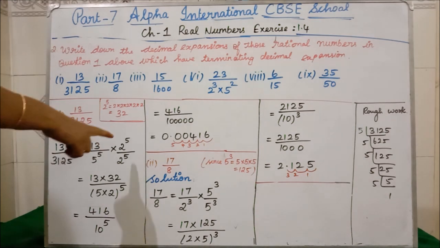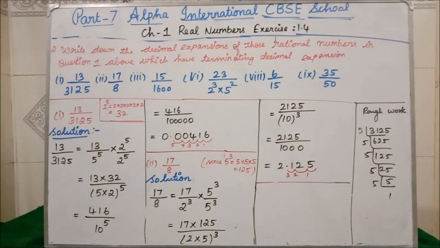But why are we multiplying by 2 power 5 and dividing by 2 power 5? Because terminating means it should be in the form of 2 power m into 5 power n. We have got 5 here but still we need 2. So whatever power you get, take the same power for the 2 also. That number you multiply with the numerator and also divide by the same number. If you are taking 2 power 5, then in the denominator also you have to take 2 power 5. Clear? Here the power is 5, so here also we are taking 5.